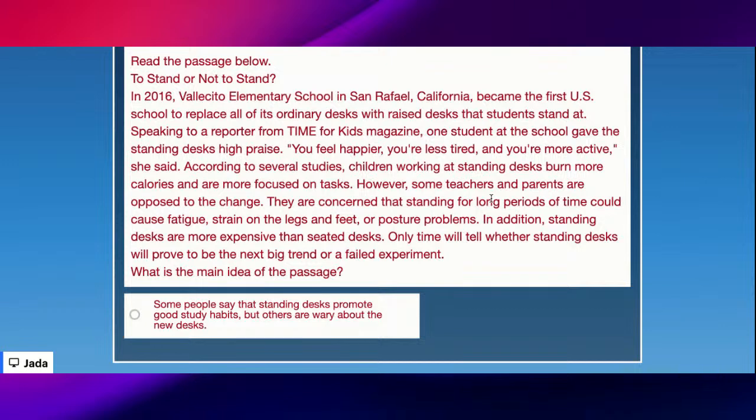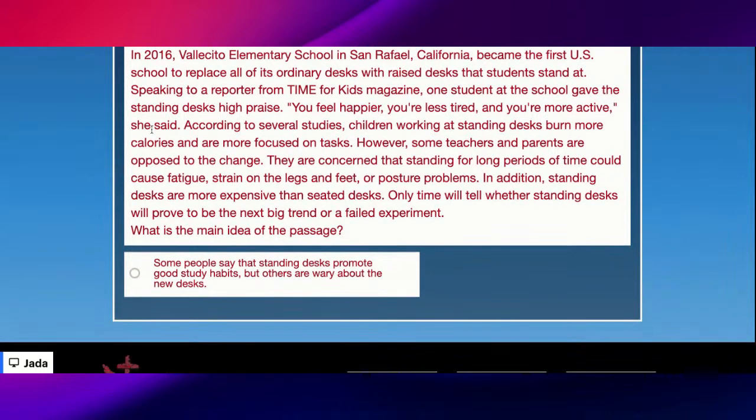They are concerned that standing for long periods of time could cause fatigue, strain on the legs and feet, or posture problems. In addition, standing desks are more expensive than seated desks. Only time will tell whether standing desks will be proved to be the next big trend or a failed experiment.